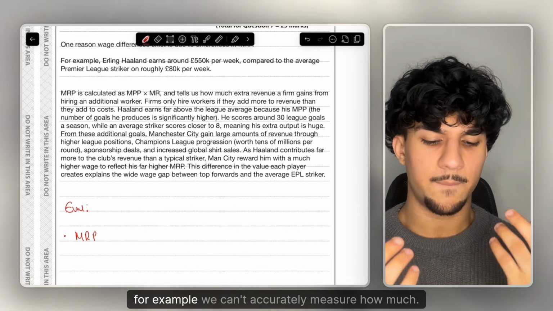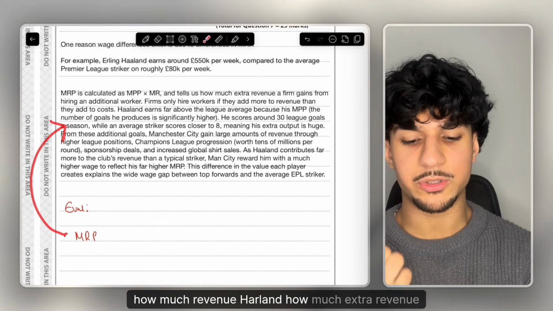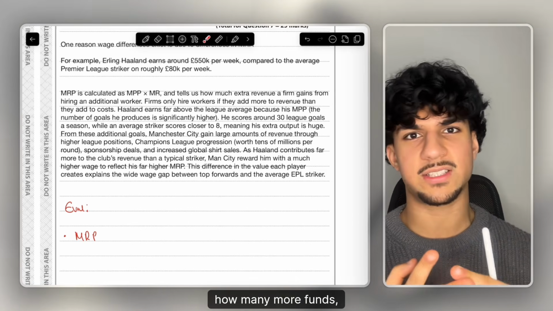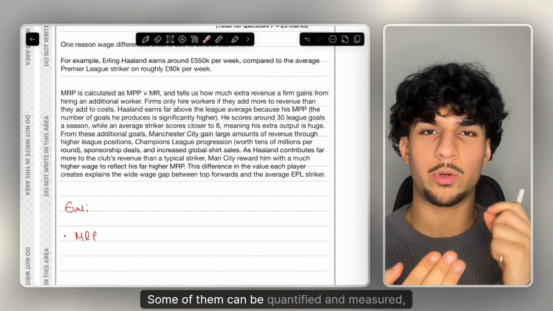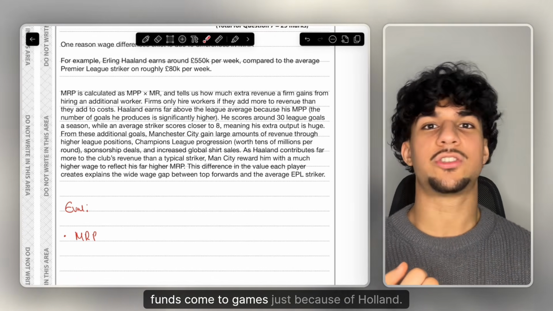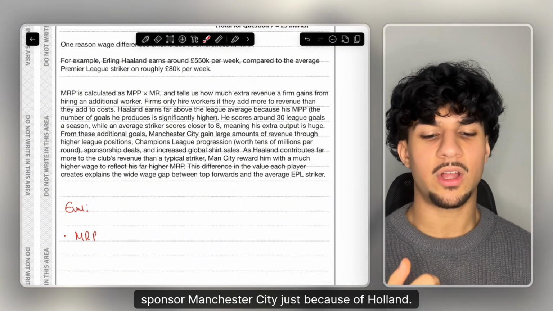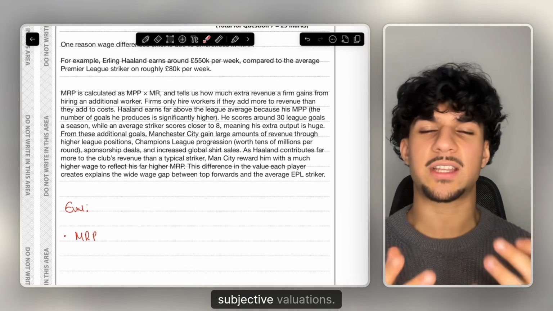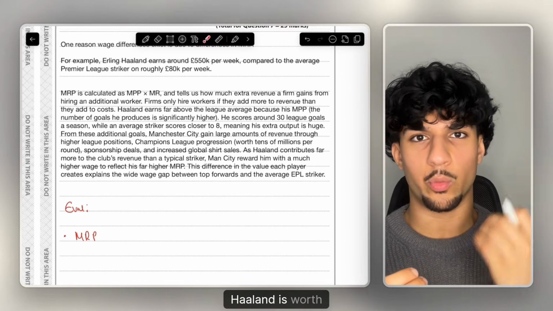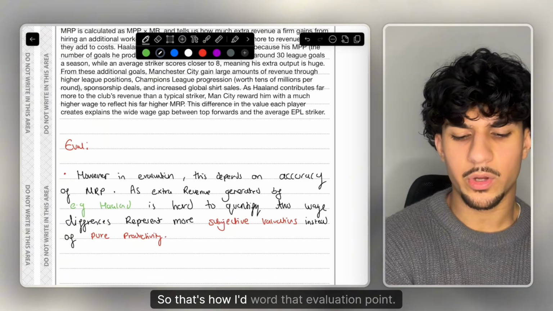Why is that? For example, we can't accurately measure, in this applied example, how much extra revenue Haaland brings into Manchester City. For example, how many more sponsorships, how many more fans, how many more shirt sales. Some of them can be quantified and measured, but some of them we can't. We don't know how many extra fans come to games just because of Haaland. We don't know how many extra sponsorships want to sponsor Manchester City just because of Haaland. Thus wage differences represent more subjective valuations. They're just what Manchester City or the owners believe Haaland is worth versus his pure productivity, how much he's actually adding to the firm. So that's how I'd word that evaluation point.